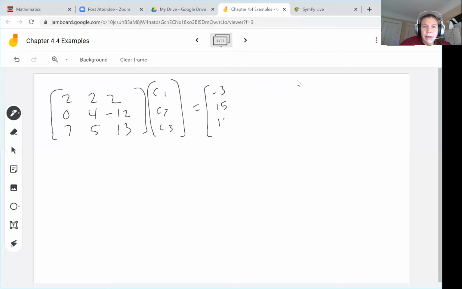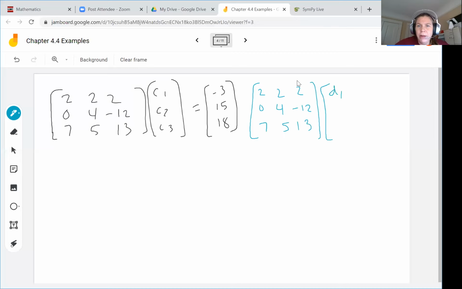And then we're going to do something similar for vector W. So for vector W, we're going to have the same coefficient matrix, 2, 2, 2, 0, 4, negative 12, 7, 5, and 13. And then we're going to multiply these by D1, D2, D3. So we're working in tandem here to solve for V and W. You could also go through and solve for V and then solve for W. You don't have to work in tandem as we are. And so for vector W, our values that this should equal are 1/3, 4/3, and 1/2.